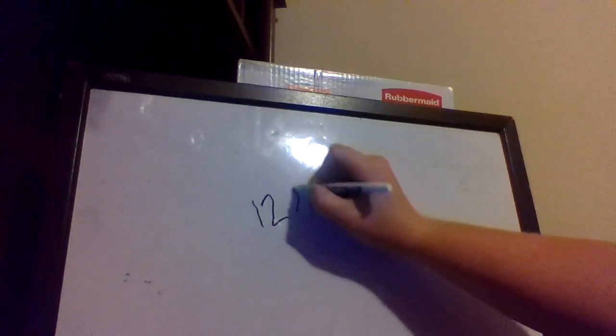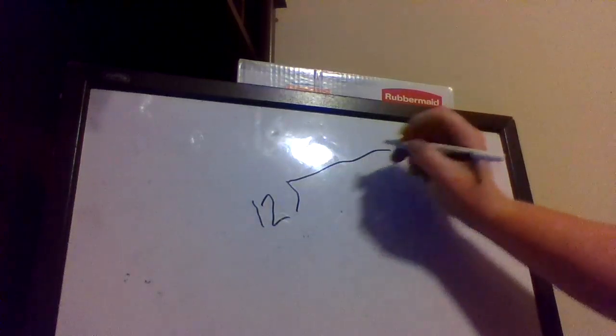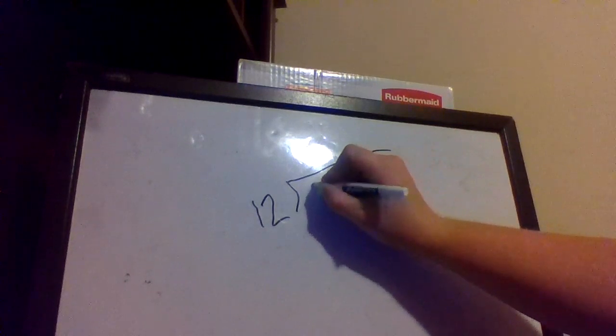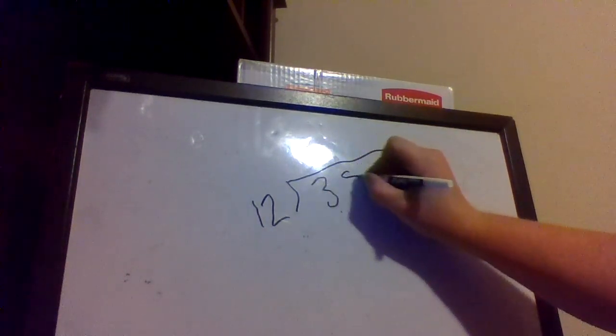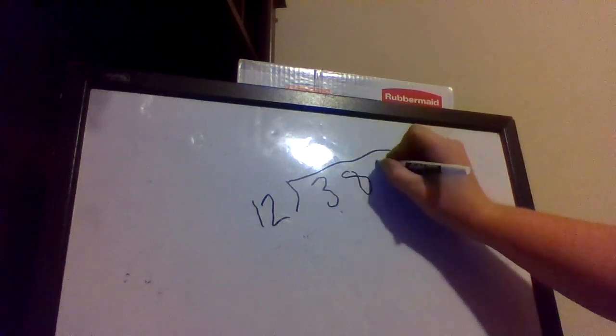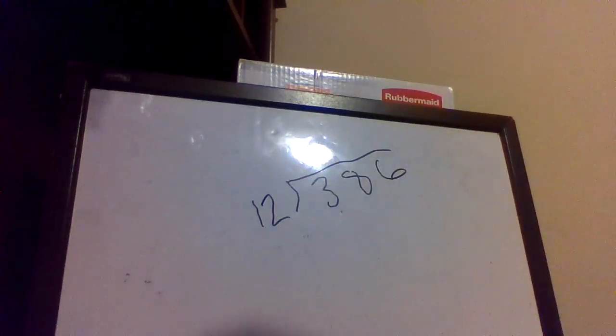So let's say we have 12 into 386. And now I don't know if this goes evenly. I kind of doubt it. But let's see what we can do here.